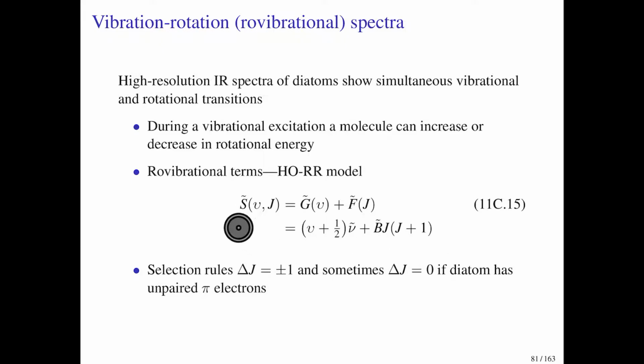This term depends on the two quantum numbers, the vibrational quantum number and the rotational quantum number. Using our selection rules from rotational spectroscopy, the change in the quantum number J must be plus or minus 1. Depending on the type of molecule you have, the change in J could also be 0. But we're going to focus on this one.